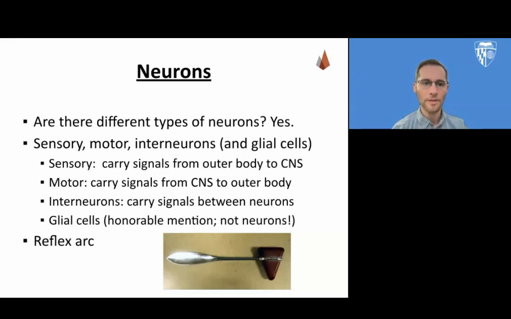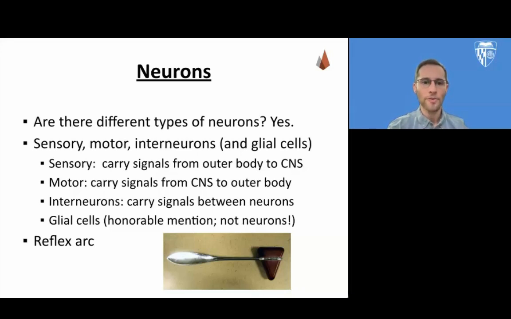Then we have glial cells, which get an honorable mention. They're not actually neurons. They don't carry signals, but instead they support, nourish, and protect neurons. There are about 10 times as many glial cells as neurons. They fill the space between neurons, serving as the mortar or glue and thus hold neural tissue together.